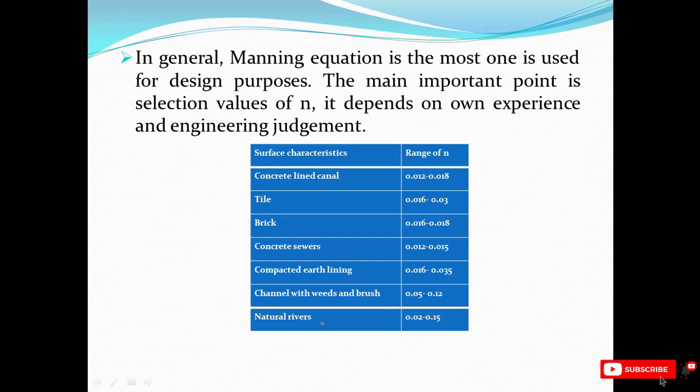This table shows the Manning roughness coefficient for different types of material: concrete, tile, brick, concrete sewer, compacted earth, and natural river. We have a range. Why do we have a range? For example, in concrete we have 0.012 to 0.018, because the concrete surface differs from one channel to another. Sometimes the concrete is very smooth, sometimes rough. This depends on the roughness of the surface.